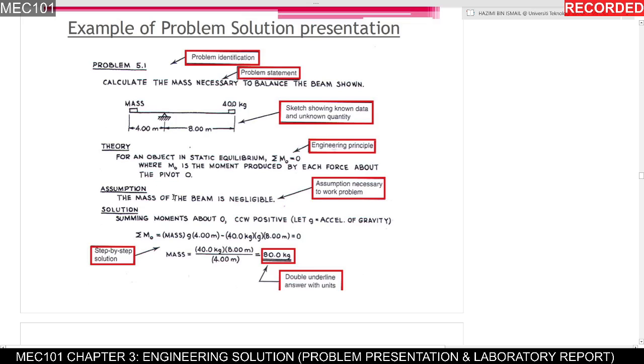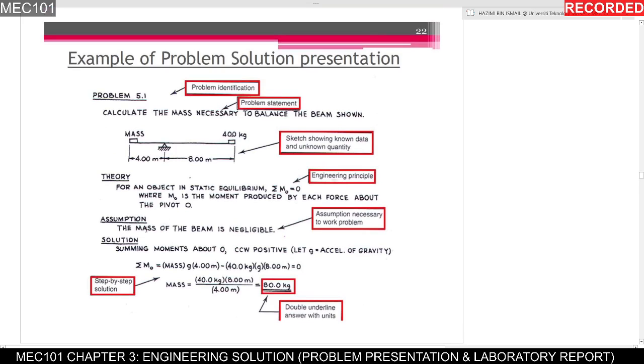And for the assumption, we have to put the assumption that the mass of the beam is negligible. But the people who solve this problem know that the beam also will affect the balance, because the beam has mass, and here it has a different length compared to this side, so it will also affect the static equilibrium in this system. But if the mass of the beam is not given, the assumption is made that the mass of the beam is negligible, so you do not put the beam mass into consideration.